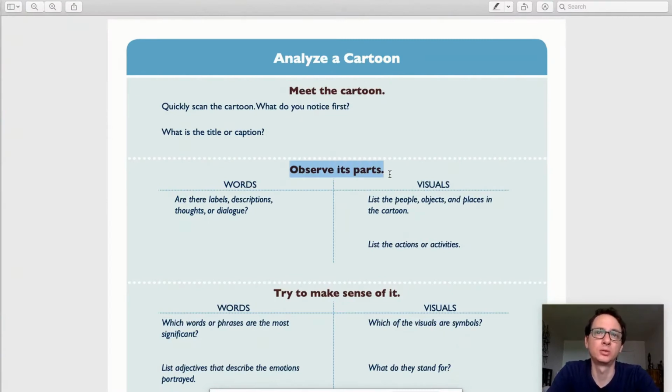Once your initial scan of the cartoon is done, take a closer look to observe its parts, which in political cartoons sometimes help to classify into words and visuals. This is where you will pay closer attention to the details that, while they may not be as pronounced, still could have a huge impact on the artist's message and how it is perceived by the audience. You'll see in my model in just a few minutes that I recommend you divide the cartoon into sections as you do this so nothing gets overlooked. While doing this, you are going to focus in on any labels, descriptions, thoughts, or dialogue boxes that appear, as well as people, objects, places, as well as the actions and activities you can see them doing.